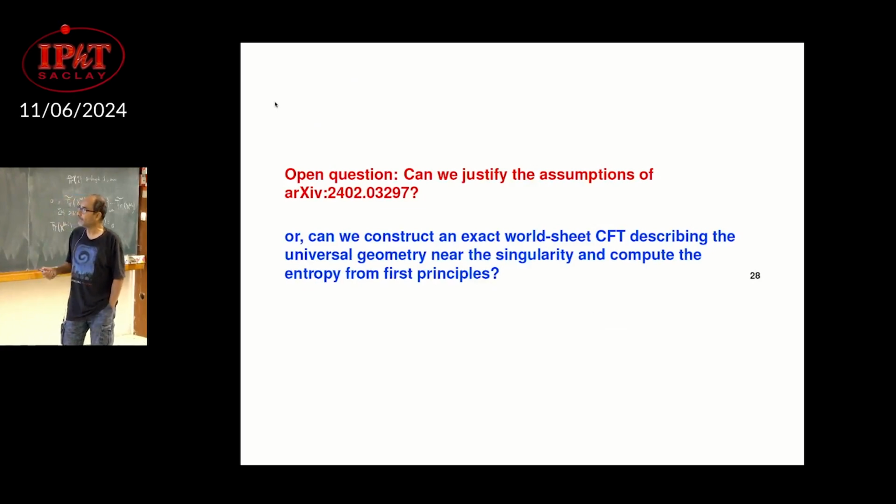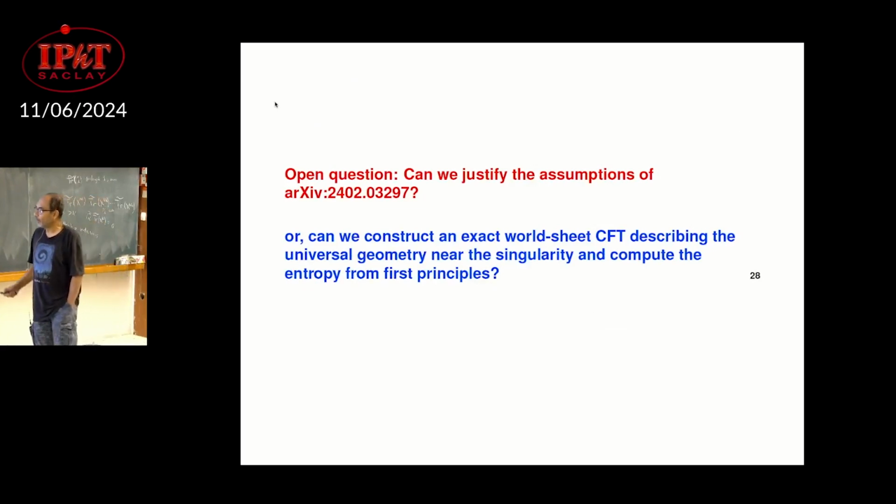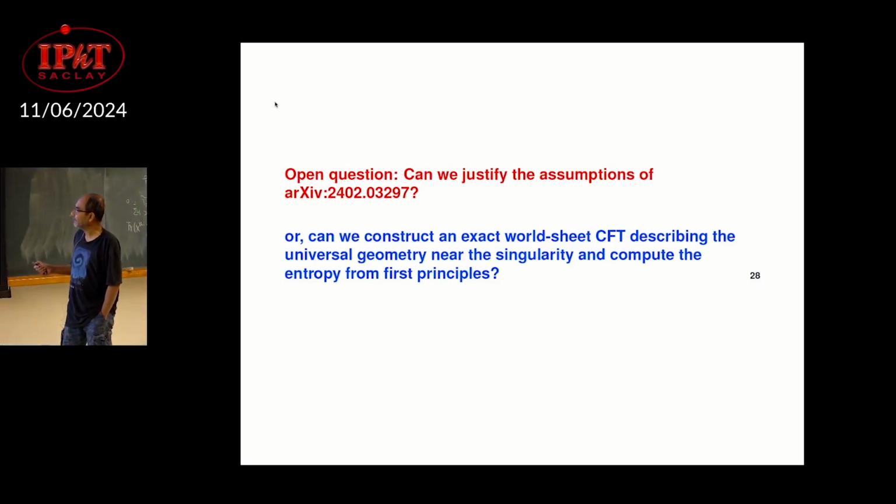So here are the open questions. Can you justify the assumptions of their paper? Or better still, is it possible to construct an exact worldsheet CFT that describes the universal geometry near the singularity and compute the entropy from first principles?